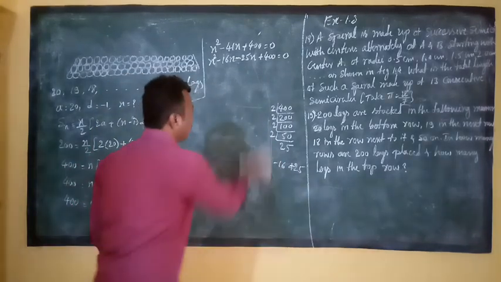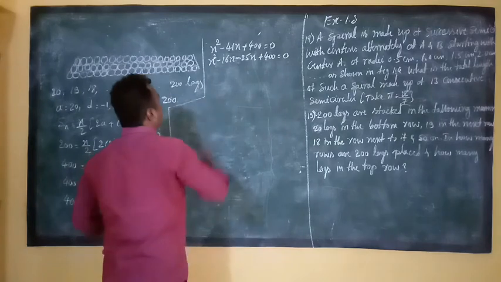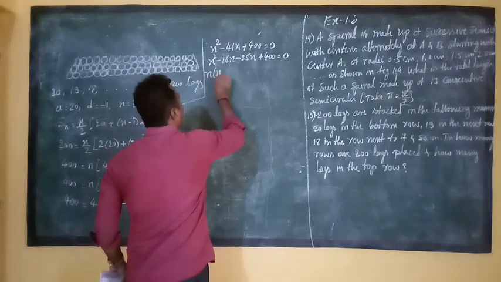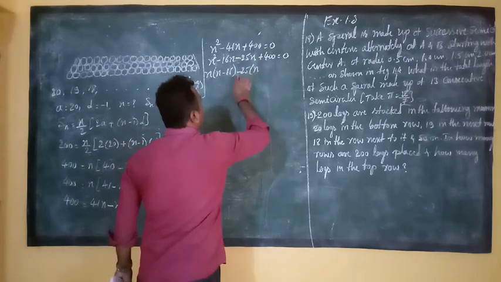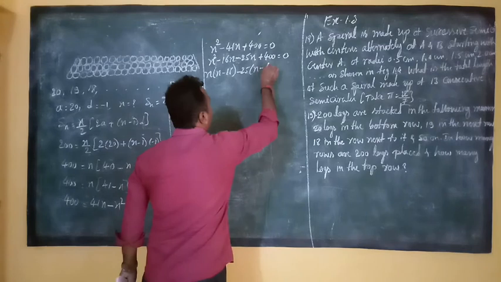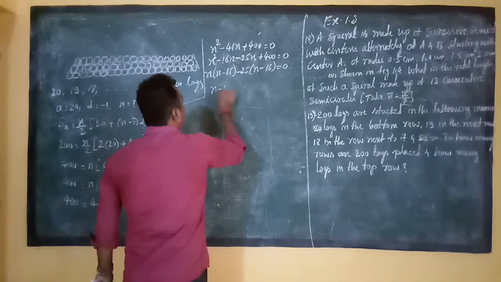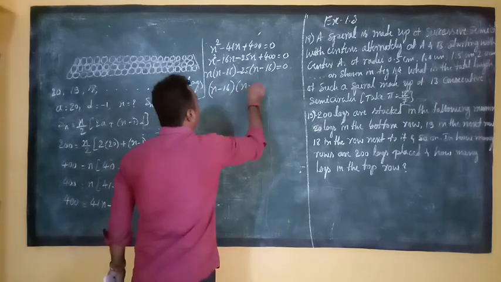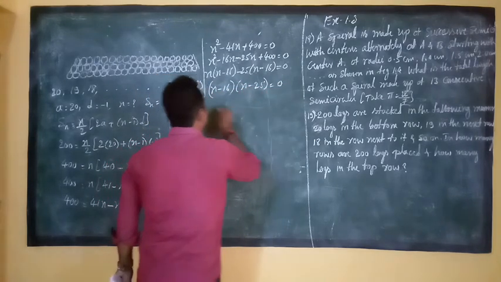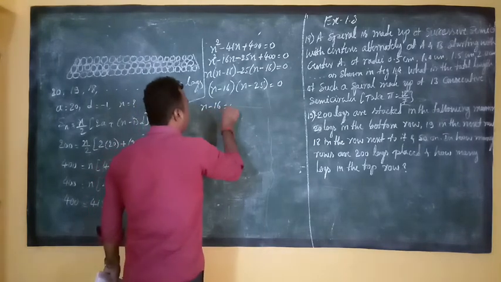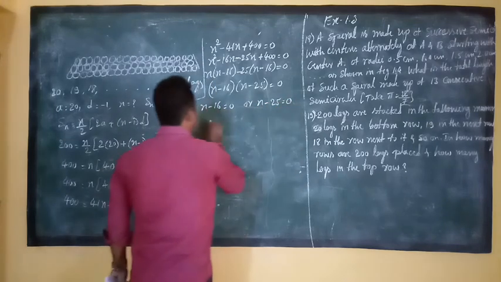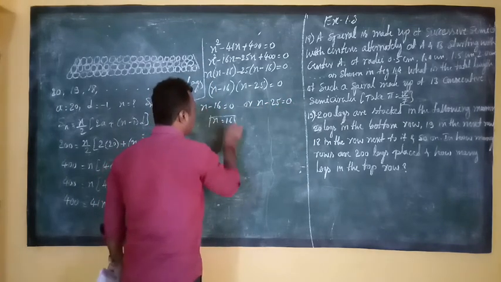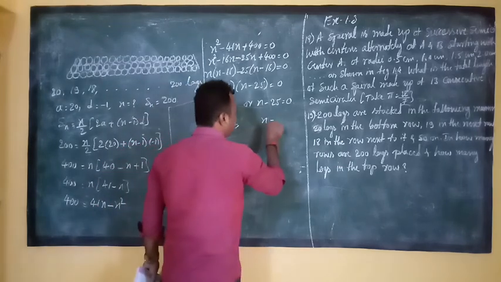Next, students, we have to take out the common factor. n is common: n into (n minus 16), minus 25 is common, remaining (n minus 16), since 25 into 16 is 400. It is equal to 0. So (n minus 16) into (n minus 25) is equal to 0. Now n minus 16 is equal to 0, or n minus 25 is equal to 0. So n is equal to 16, so the total number of rows is 16, or n is equal to 25.